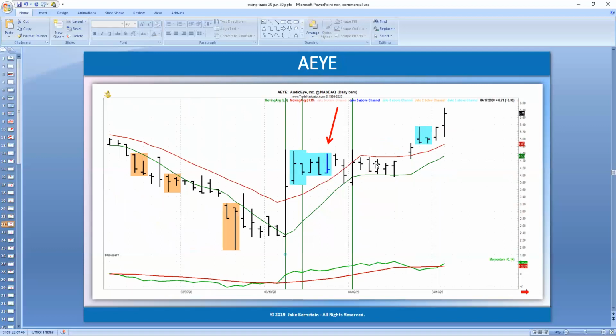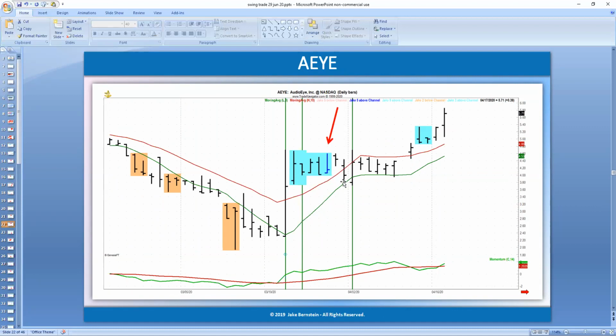Here's another one. And again, I want you to see the consistency of the pattern. Buy setup, buy trigger, 5-bar pattern, buying opportunity, right over here. So let's talk about this one.